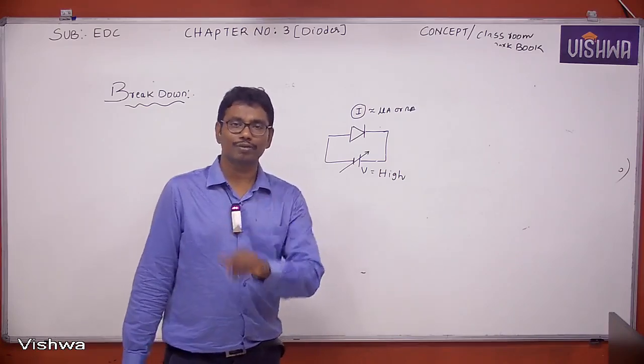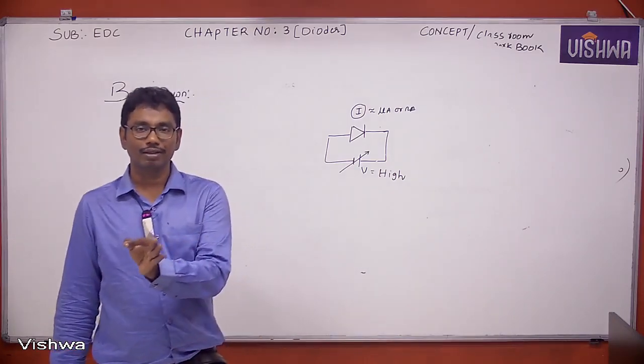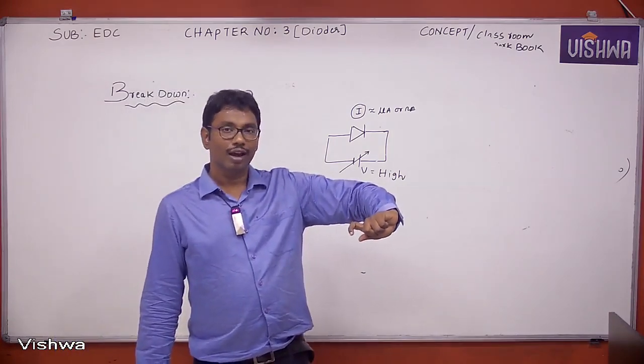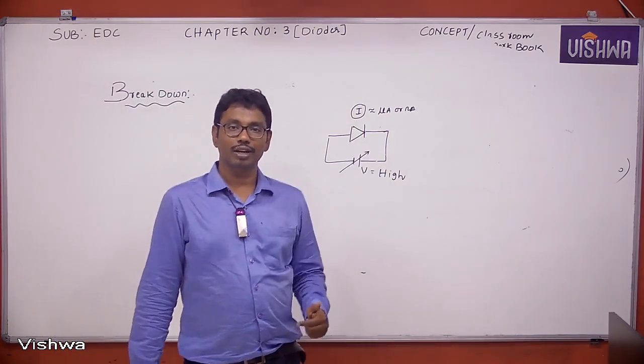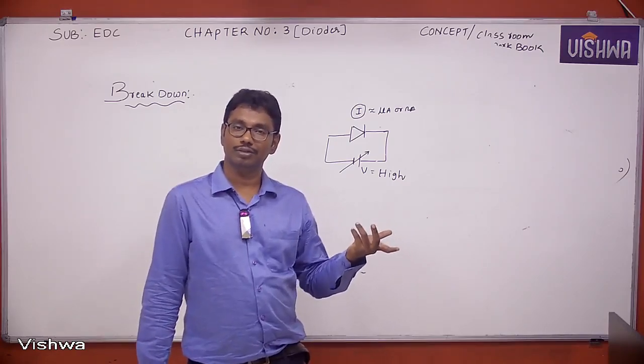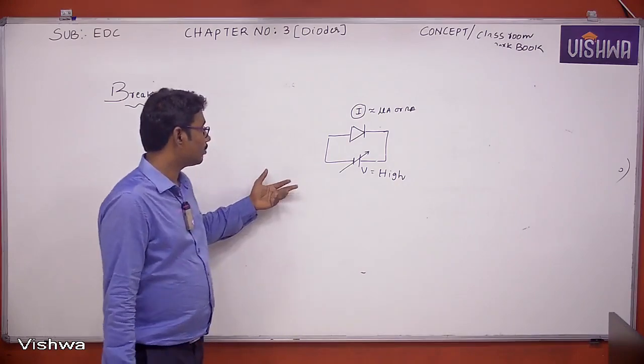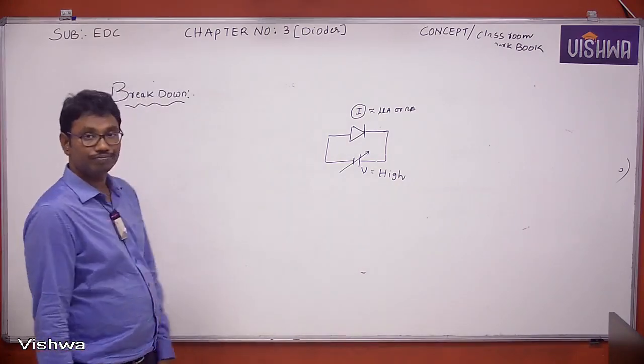There is no problem in forward bias. The problem is only in reverse bias. In reverse bias, unfortunately, if you make this reverse voltage very high, the diode may get damaged. That effect is called breakdown.